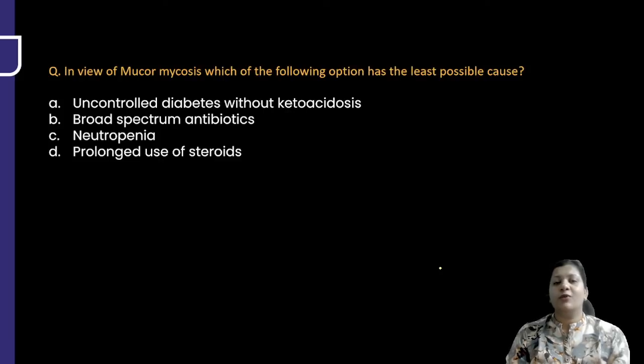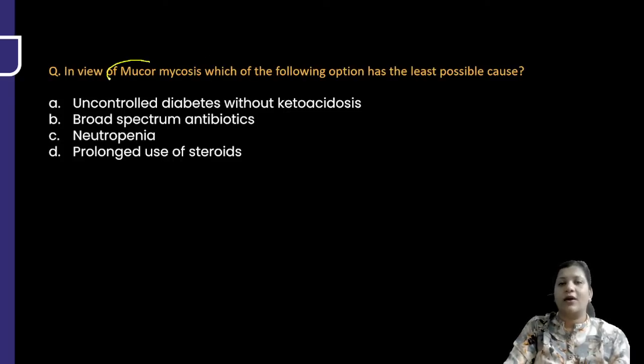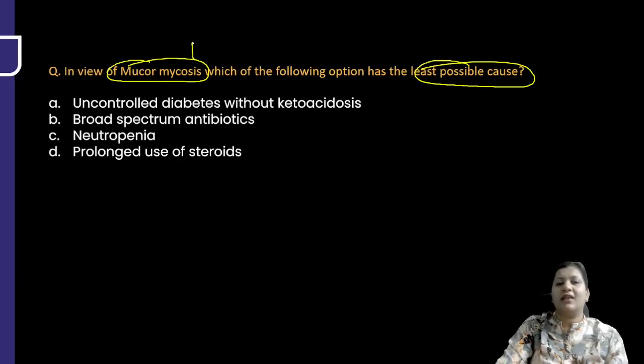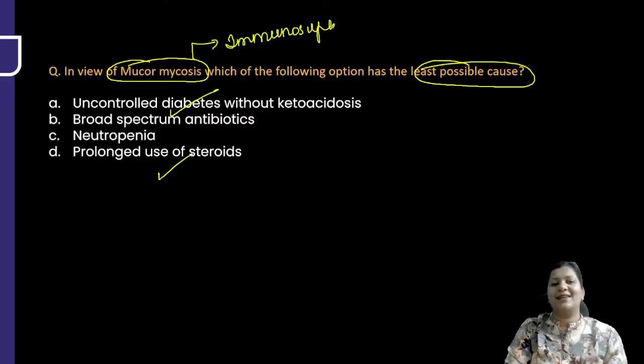Okay, in view of mucormycosis, which of the following options has the least possible cause? Uncontrolled diabetes without ketoacidosis, broad spectrum antibiotics, neutropenia, prolonged use of antibiotics. So which one do you think is going to be the least possible cause for a patient who has mucor? Mucor occurs whenever there is an immunosuppression. Immunosuppression definitely occurs in diabetes and steroids.